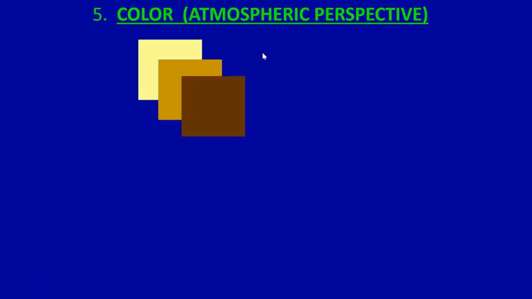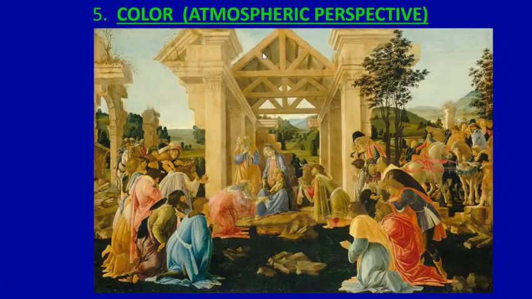And then color, which is like atmospheric perspective. I think I talked about it in class. So as things get closer, they get darker. So in the background, we have these hills. They get lighter and lighter, and then the hills that are closer are green.